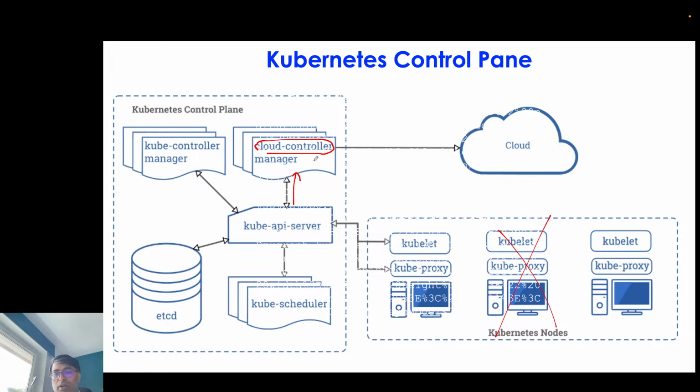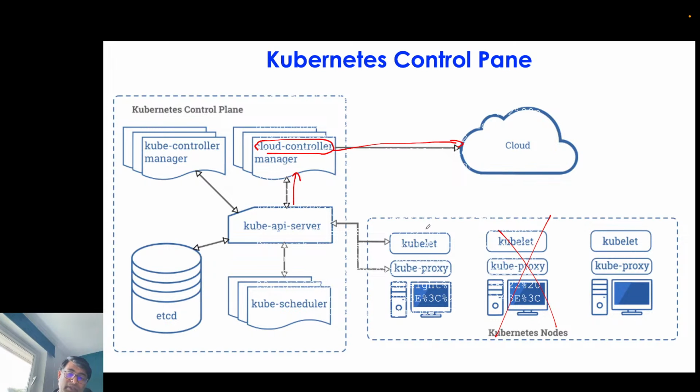The cloud control manager depends on where exactly you have created your Kubernetes cluster. If you have created it in Azure, the cloud control manager will interact with that cloud and get us the replacement for this particular node. If this node is faulty, it will get you another node.